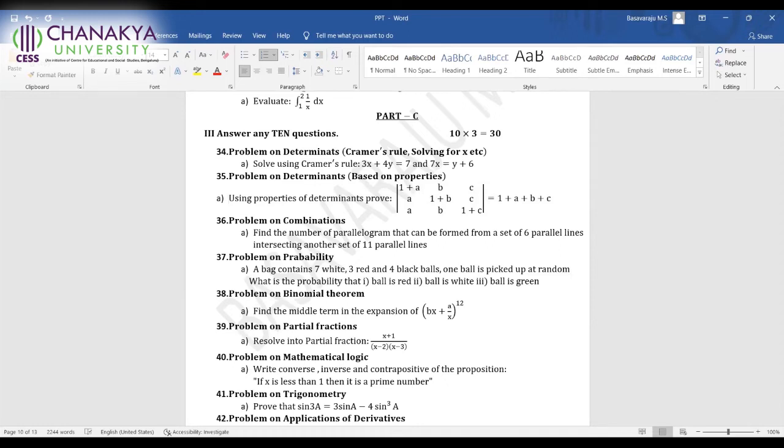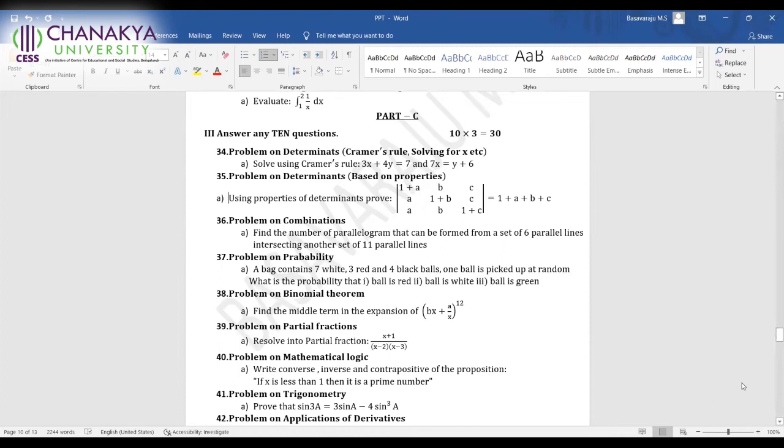The 38th one is based on the binomial theorem. In the binomial theorem, you need to be aware of calculating the middle term, the general term, and the coefficient of a term. Based on that, they'll ask one question in 3 marker also this time. And the 39th one is from partial fractions. They'll ask a simple partial fraction. You need to split the given fraction into partial fractions and find their values.